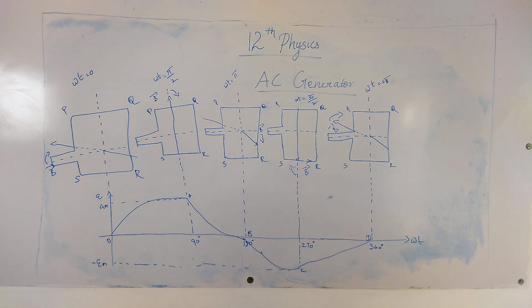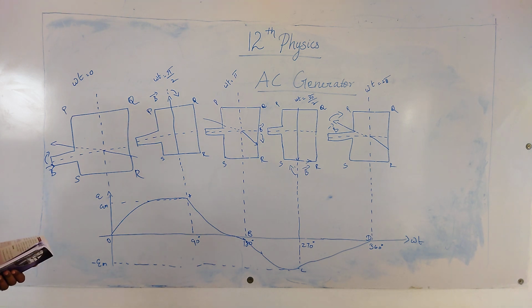Then what is the principle involved in the AC generator? The alternator works on the principle of electromagnetic induction. The magnitude of the induced EMF is given by Faraday's laws of electromagnetic induction, and the direction is given by Fleming's right hand rule. Then we see about the construction of the AC generator.